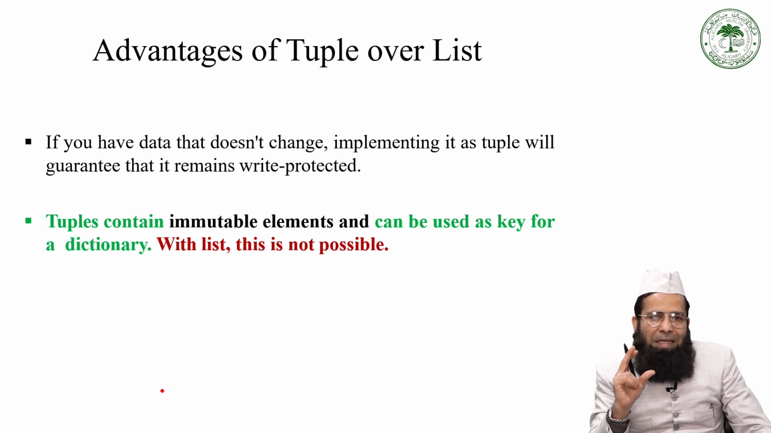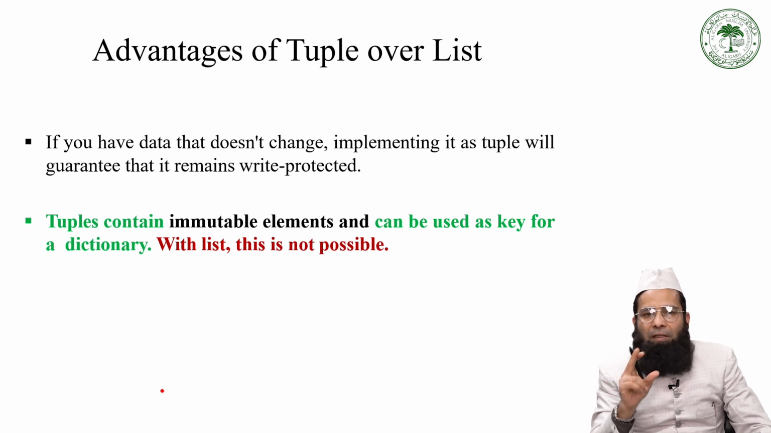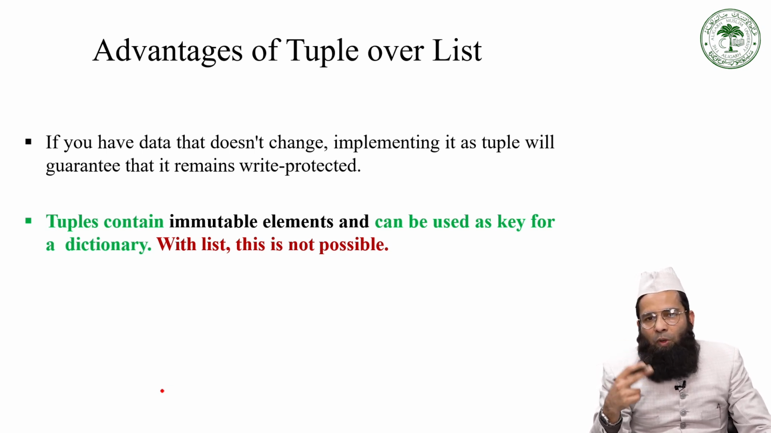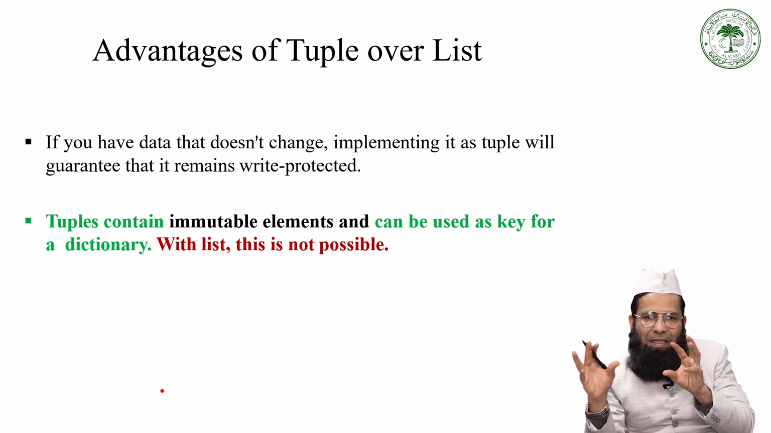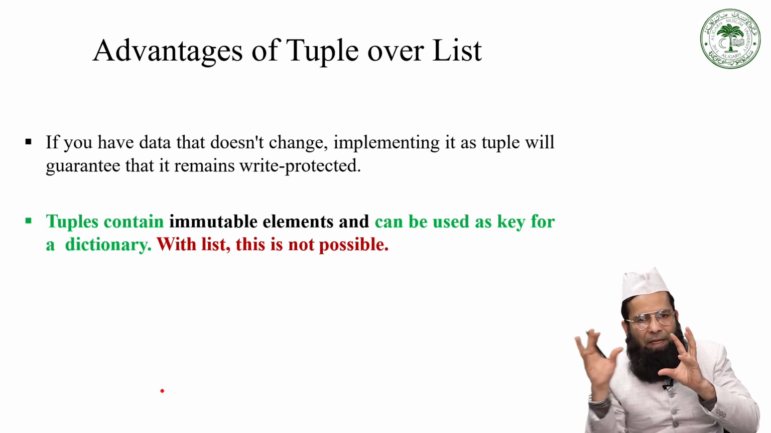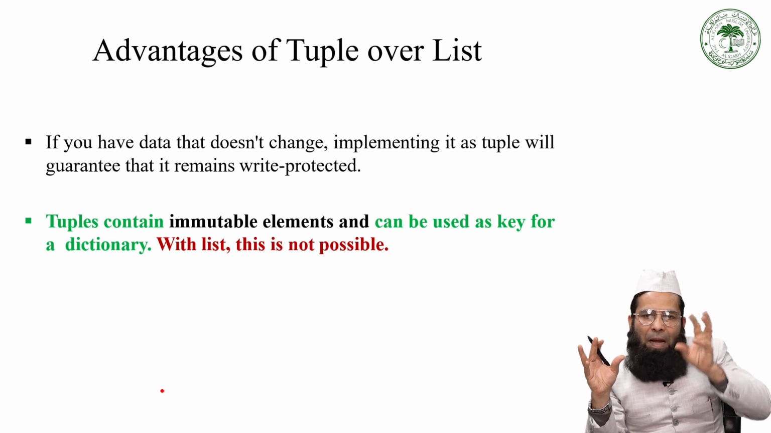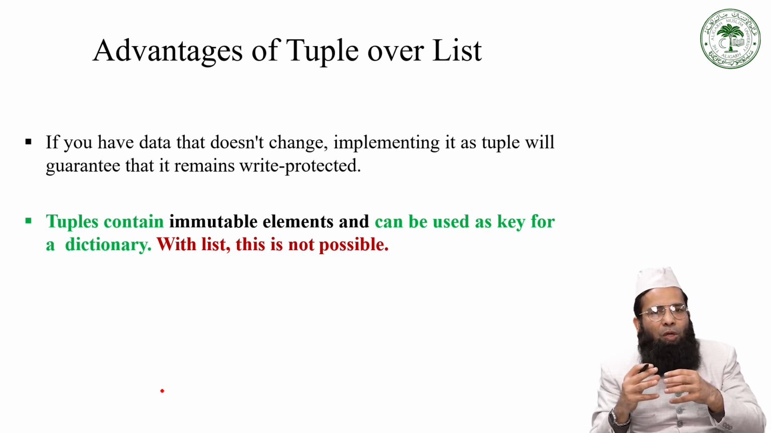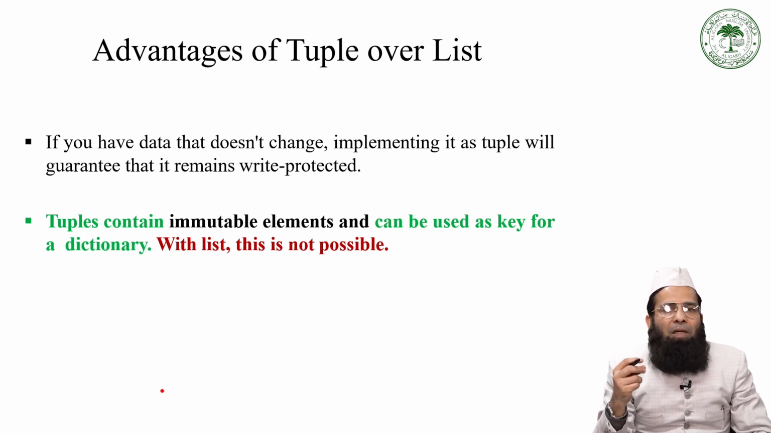So, a tuple contains immutable elements and can be used as a key for a dictionary. When I discuss dictionary, then this point will be more clear. A dictionary has two objects, one is key and the other is value. The key cannot be updated in case of a dictionary, but the value can be updated. So that's why it is saying here that a tuple can be used for the keys in a dictionary. With a list it is not possible because a list is mutable.